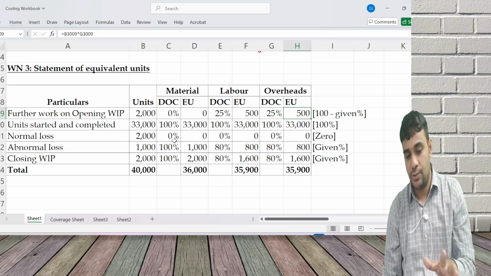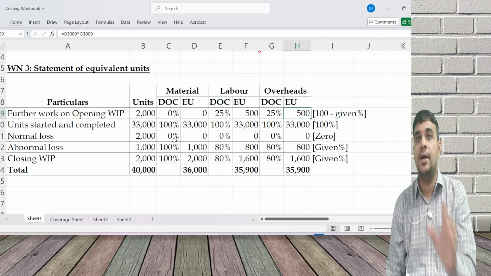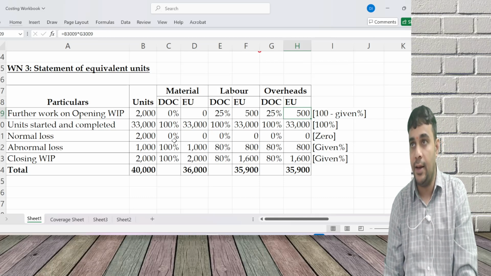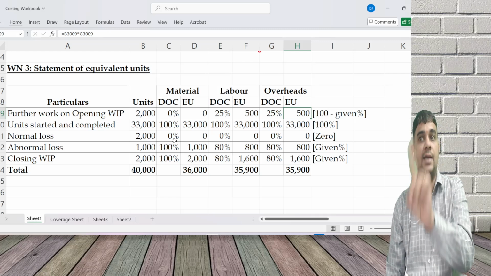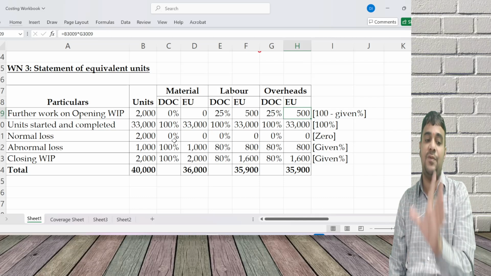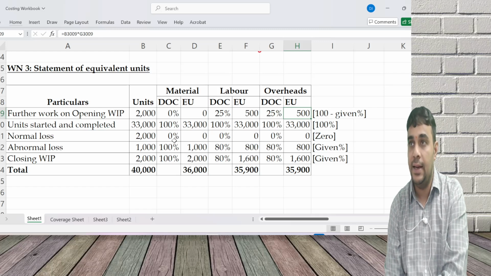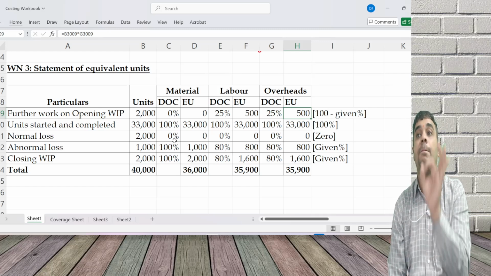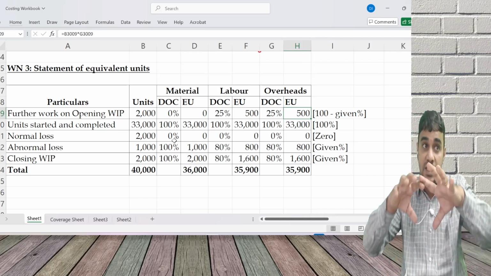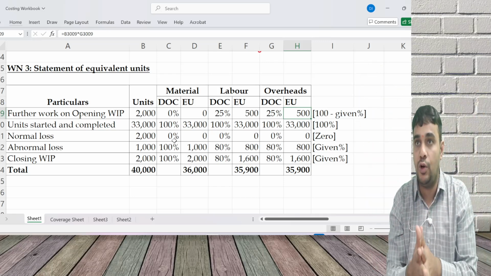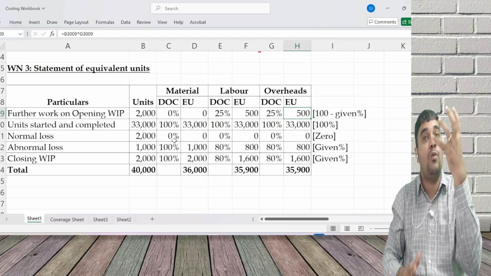Denominator is 35,900, 35,900. I'll repeat: we have six items in total, and I've written five items here. The last item is abnormal gain. Only thing is, if it's abnormal gain, units will be negative, and degree of completion will be 100%, because an abnormal gain is one which turned out to be a good unit. It is fully completed, but I wanted a bad unit.